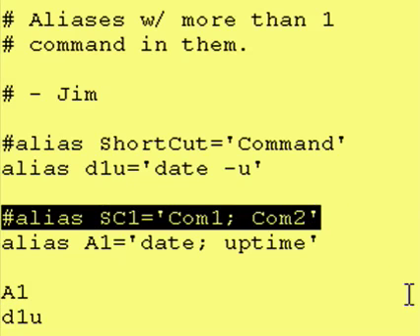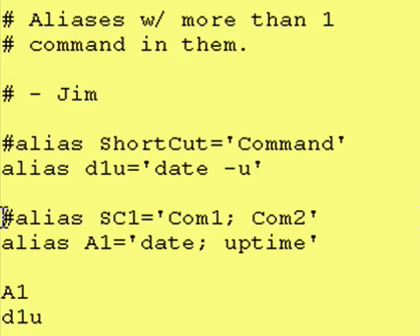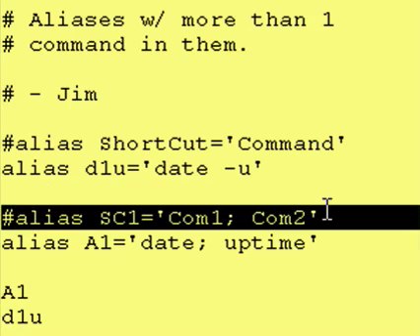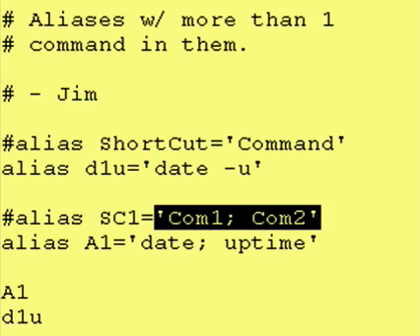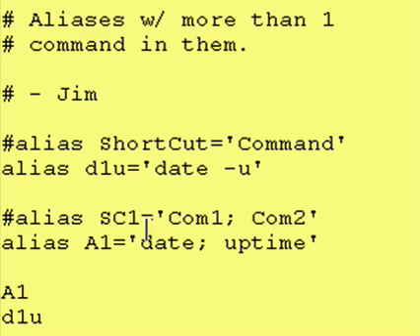Here is the syntax. This is just a generic example. We are defining an alias because we have the word alias in front. Our alias is going to be called SC1 for shortcut 1, and it will be equal to whatever is in between those two single quotes. And that would be command 1, semicolon, command 2.